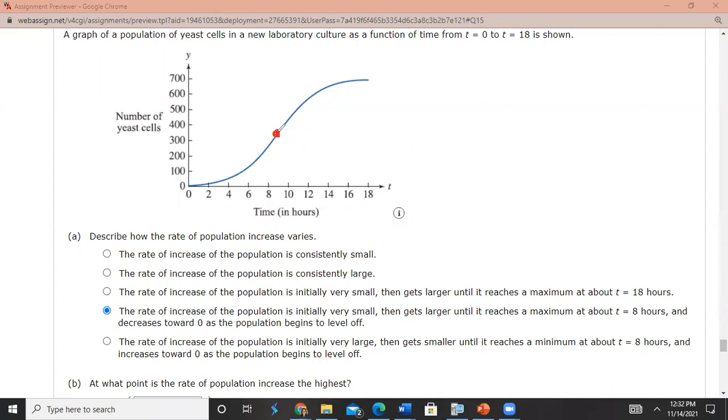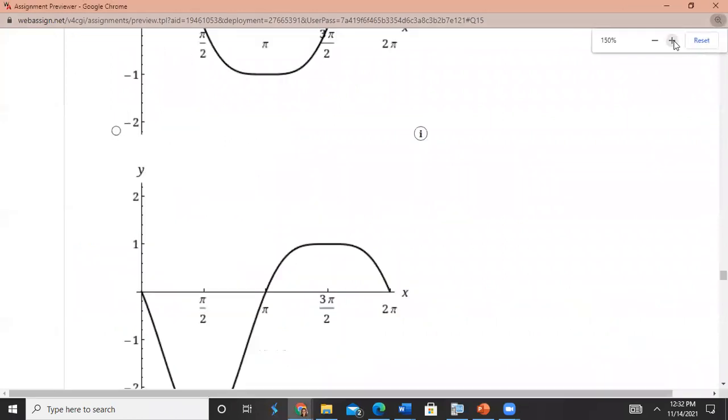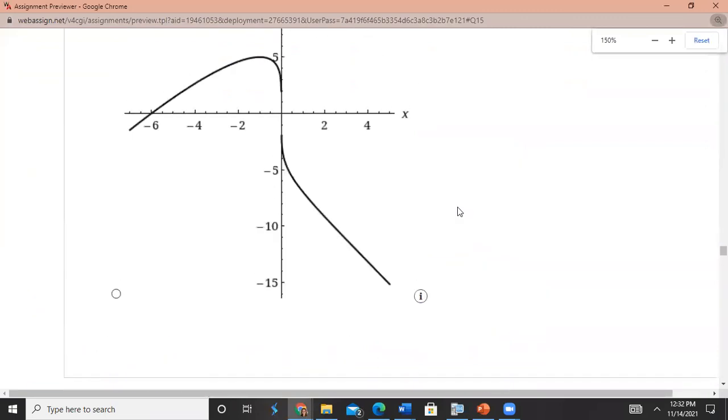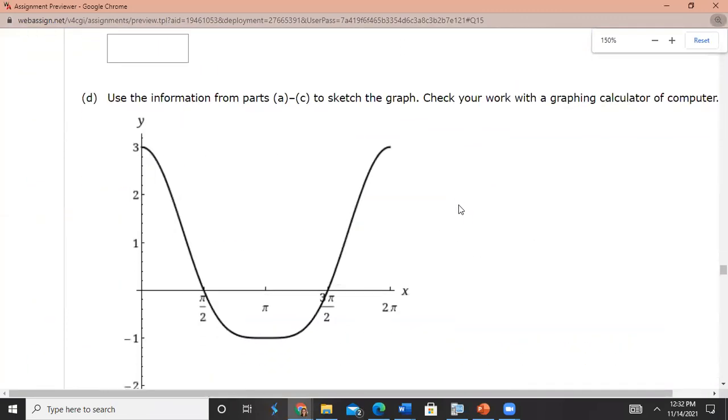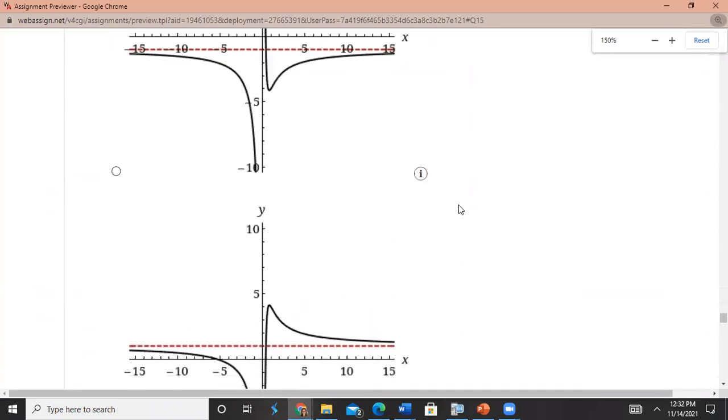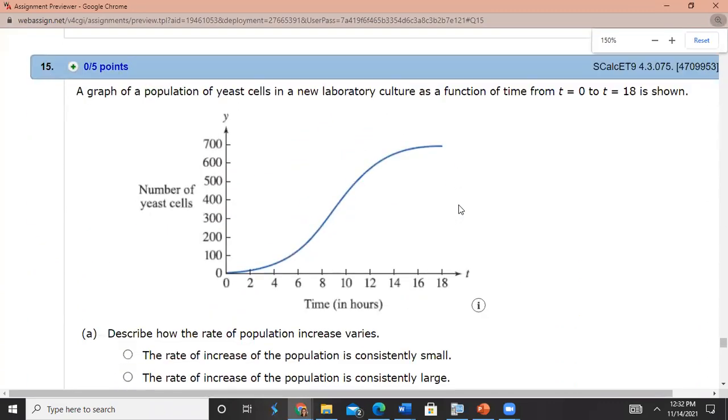And I would guess it looks to be the steepest around here. Now, how we're going to estimate that can be very challenging, especially in WebAssign. It can be a little frustrating to try to figure out what they're exactly looking for. I'm trying to zoom in, and I don't know if you guys have that ever happen. It takes you to another problem. So they want to know, again, where it looks like it's the steepest. And I would say it looks the steepest somewhere here.